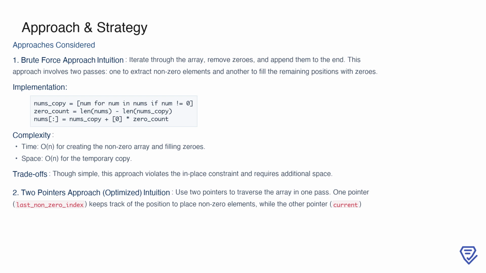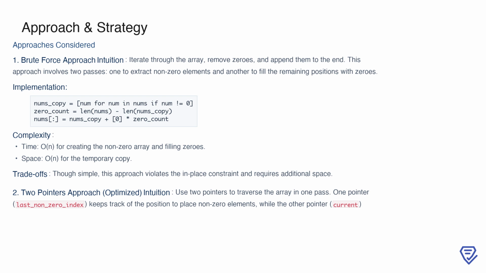To solve the Move Zeros problem, let's first consider the brute force approach. The intuition here is straightforward. We iterate through the array, collect all non-zero elements into a temporary list, and then append zeros to the end to match the original array length. This involves two main steps: first, creating a new list of non-zero elements, and second, filling the remaining positions with zeros. While this approach is simple and easy to implement, it comes with some trade-offs.